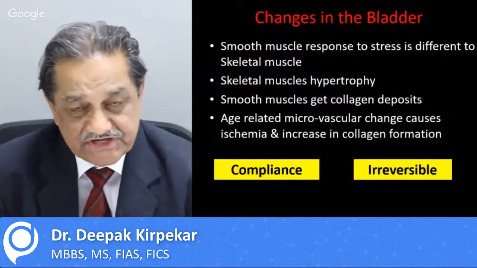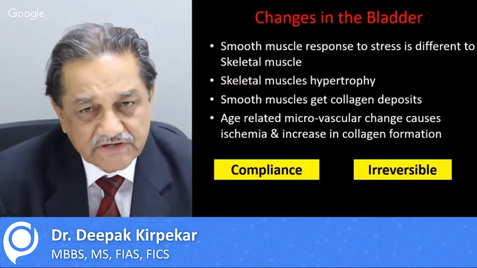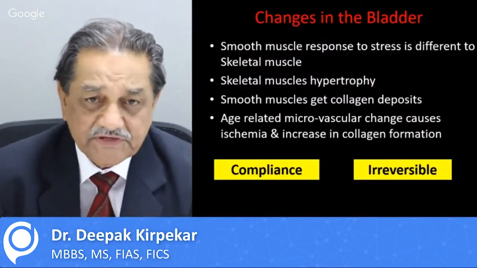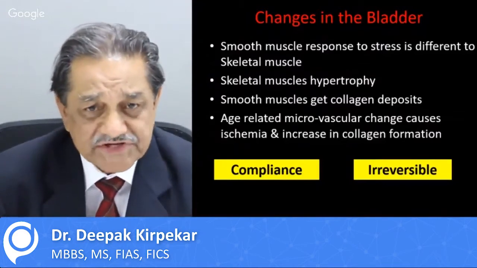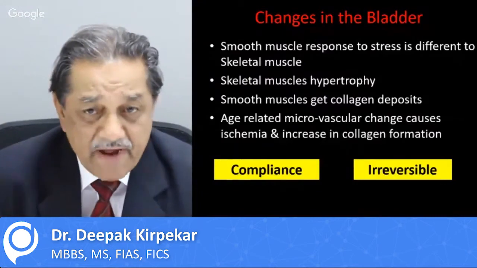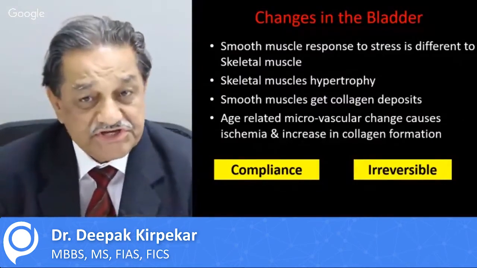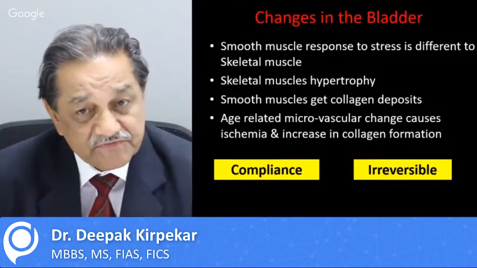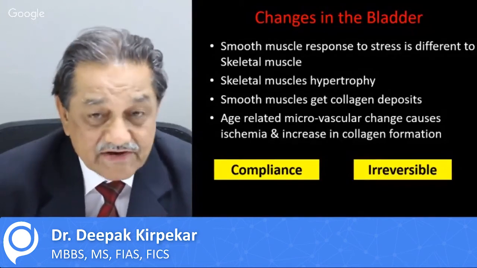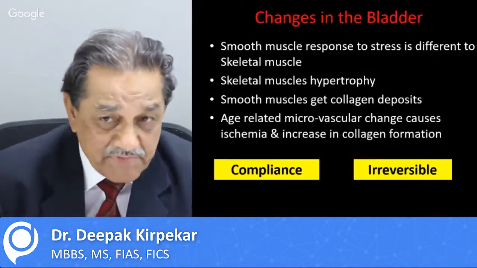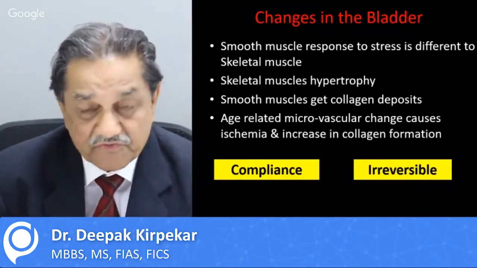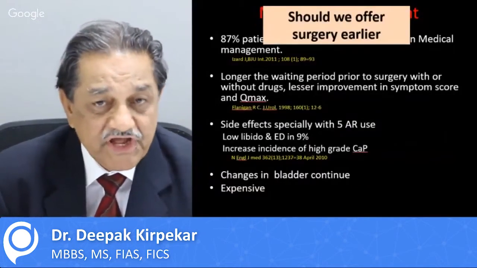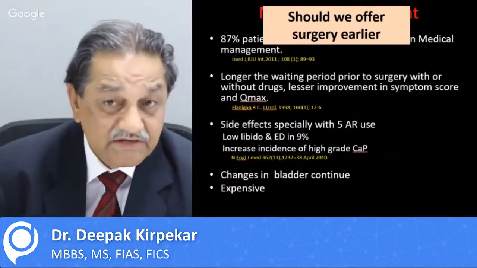Smooth muscle changes are not because of hypertrophy of the smooth muscle, which doesn't hypertrophy but undergoes collagen deposits. Age-related microvascular changes also cause ischemia, which increases collagen formation. So that reduces the compliance of the bladder, and these changes are irreversible. So it is important we should be able to offer surgery much earlier than these changes set in.